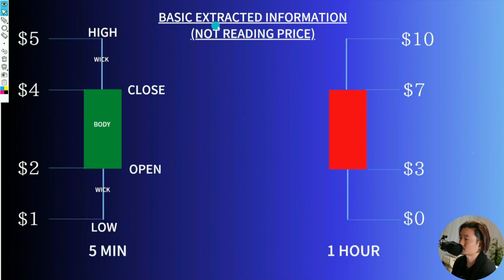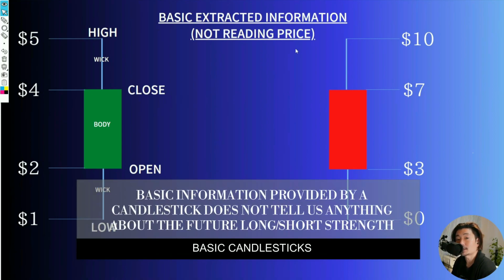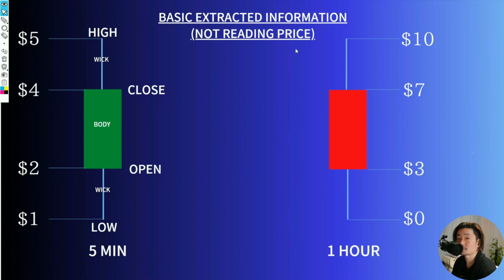Okay, so basic extracted information, not reading price. At this point, you want to remember that when we're talking about the basic information that a candlestick can tell us, this is not considered reading price yet. In other words, the basic information provided by a candlestick does not tell us anything about the future long strength or the future short strength of a currency pair.